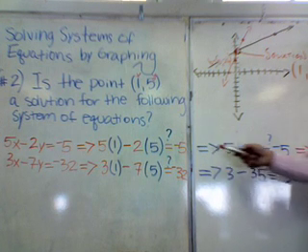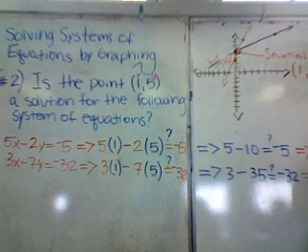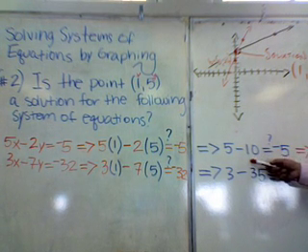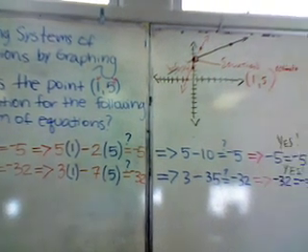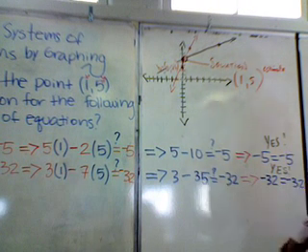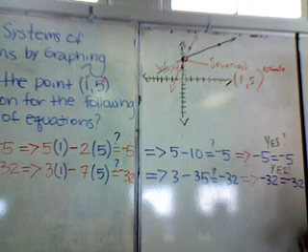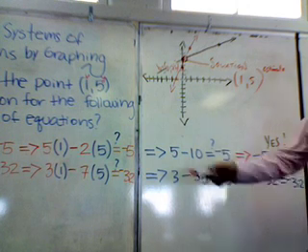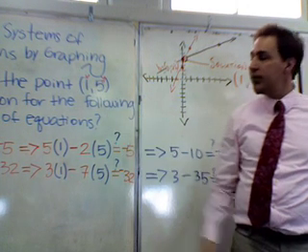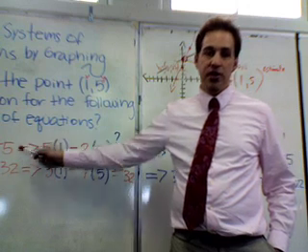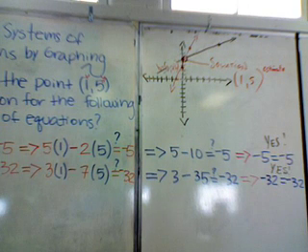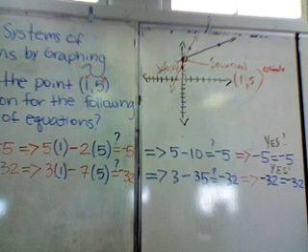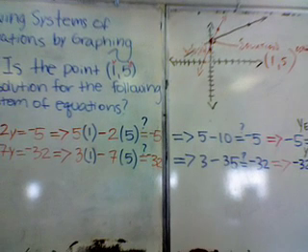5 minus 10, because we simplify: 5 times 1 is 5, and negative 2 times 5 is negative 10. So 5 minus 10, is it equal to negative 5? Well, guess what? It surely is. Negative 5 is definitely equal to negative 5. So yes, this point (1, 5) is a solution to the first equation. Now, for it to be a solution to the whole system of equations, it has to be a solution for both equations. And we've got it for the first one.